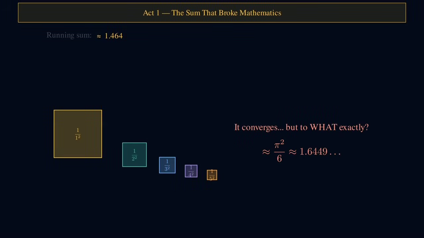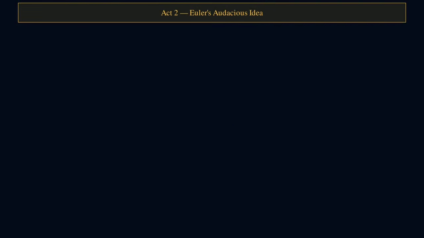Here's the jaw-dropping spoiler. The answer is pi squared over 6, approximately 1.6449. But why? Why does pi, the ratio of a circle's circumference to its diameter, appear in a sum of fractions? Well, that's what we're about to find out. This problem had defeated every mathematician in Europe for nearly 90 years.